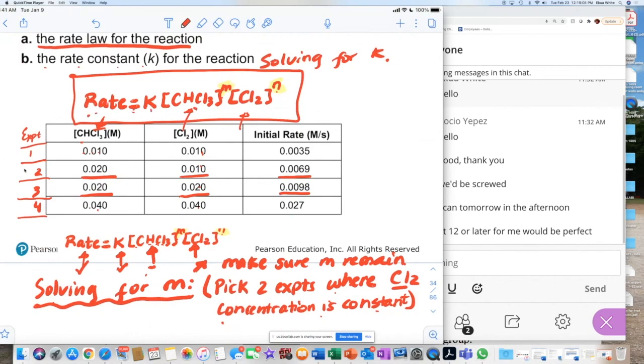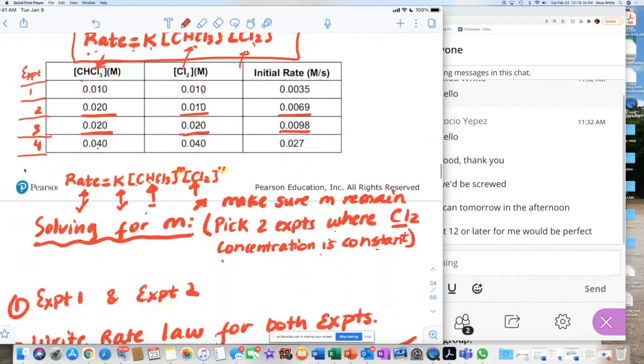So if there are three reactants in your rate, rate equal to k times the first reactant, second reactant, raised to the power M, N, P. Molar per second. Solve for M.